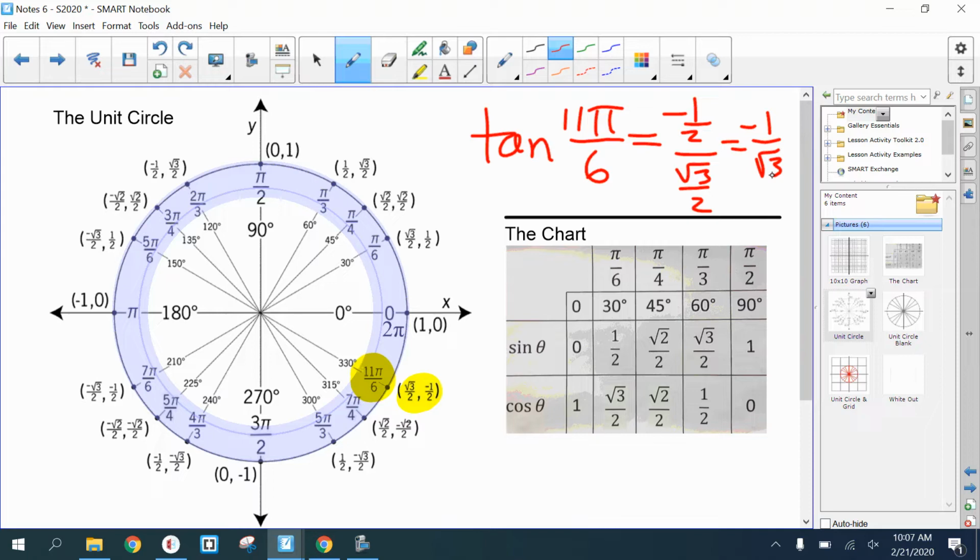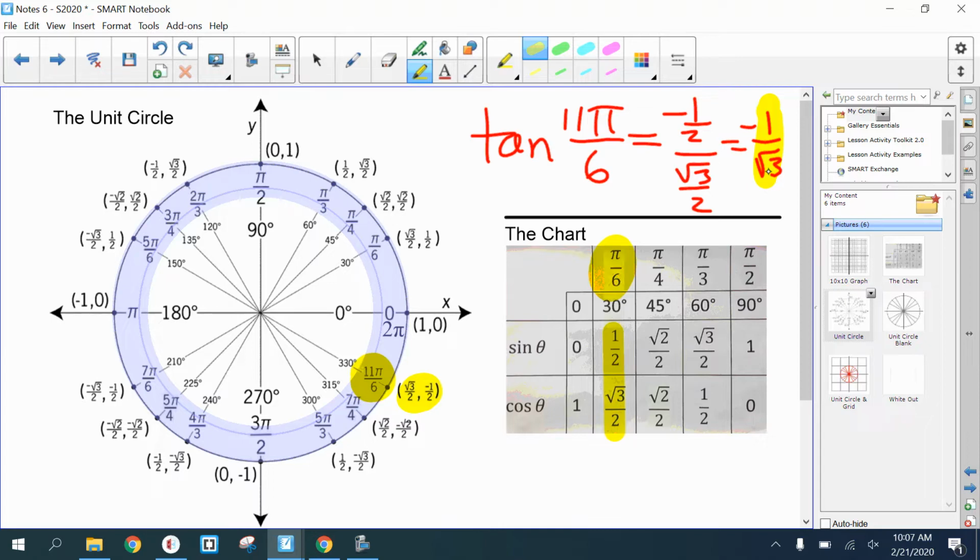If you're using the chart, you can still do the same thing, but you've got to think about it a little bit more. You'd say, I know it's a pi over 6 reference angle, and so it's sine over cosine. You can see the 2's are going to cancel out. And so it's pretty easy to get to here, but using the chart, you have that extra step of, I've got to really think about where we are.